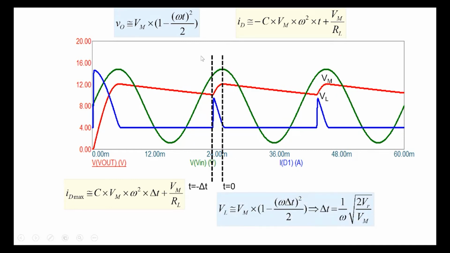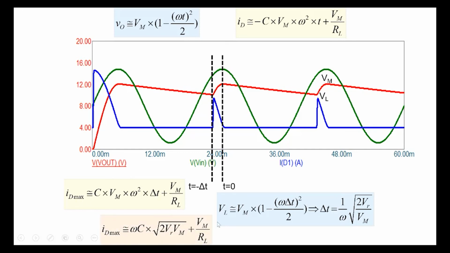So we can put in this value here, VL will be equal to Vm times 1 minus omega, and instead of t we put delta t, so 1 minus (omega delta t) squared by 2. From here we get delta t equal to 1 by omega square root of 2 Vr by Vm. So that's the short period of time for which the diode is turning on. Okay, so now all we need to do is take this delta t and plug it here, and then we'll get the maximum diode current.